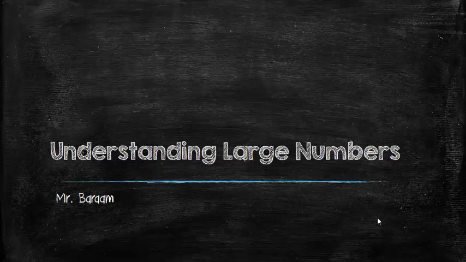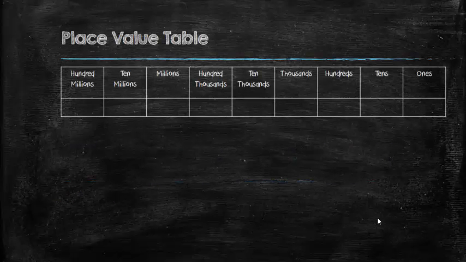Hi, today we're going to be looking at understanding large numbers. So let's get started. First, we need to look at the place value table. Here we have a place value table going from the ones all the way to the 100 millions. So how do we use this? Well, let's look at a number first to see how we could use it.